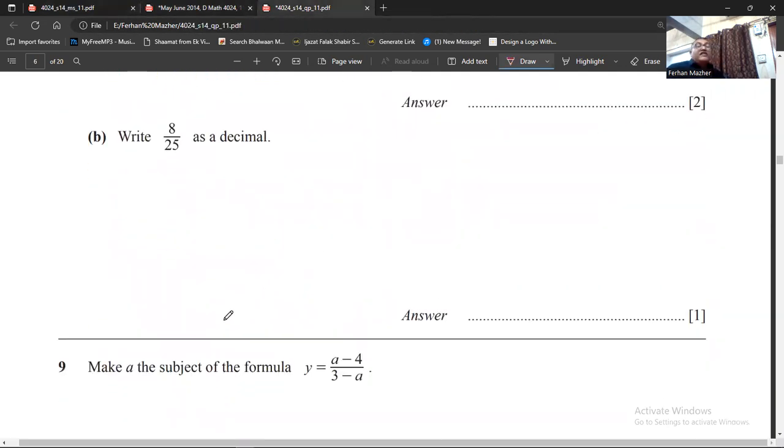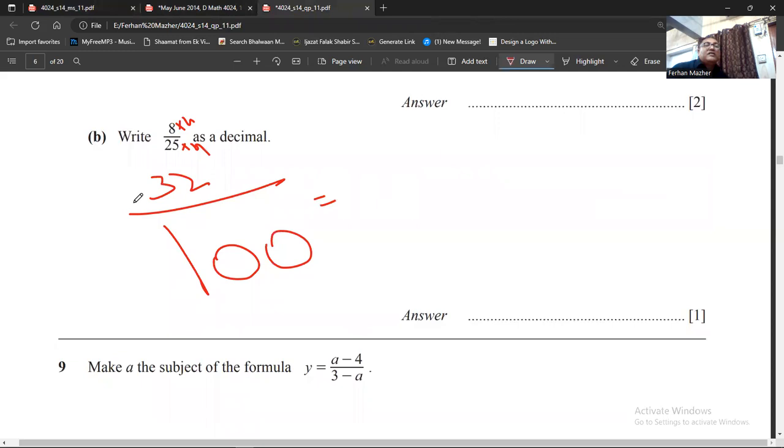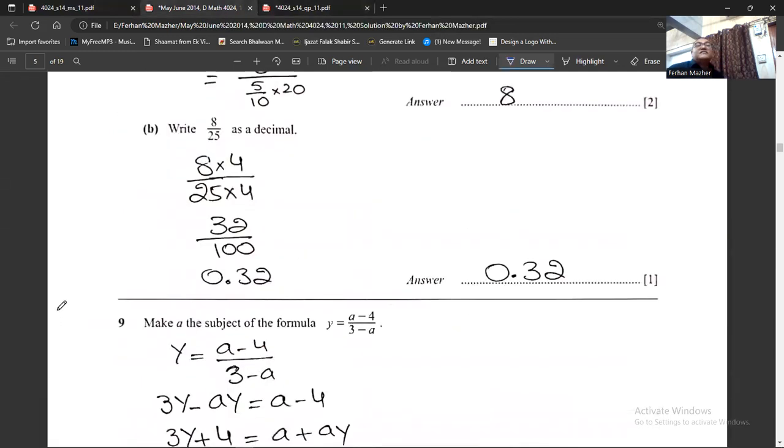Question number 8, part B. He says 8 by 25 as a decimal. So multiply here with the 4 and multiply this one also with the 4. So what will happen? It will become 32 divided by 100, and that will be very simple. 0.32 will be the answer.